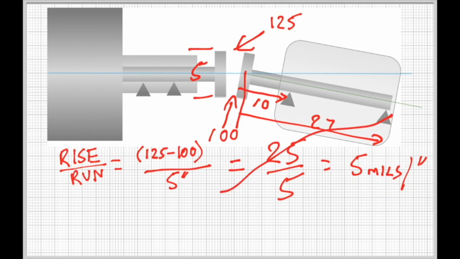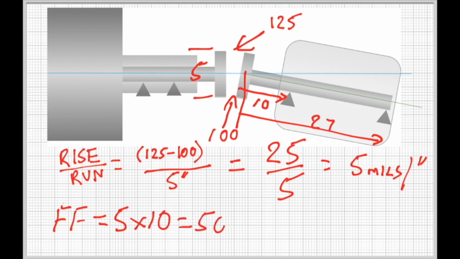So if I need my front foot correction now, my front foot correction equals 5 mils per inch multiplied by the distance, which is 10 inches, equals 50 mils. And for my rear feet, if I take my 5 mils per inch, multiply by 27, we'll make the math really difficult, so that's 135 would be my correction to go in the rear feet. Put 50 in the front, 135 in the rear, and you have now corrected your angular misalignment.